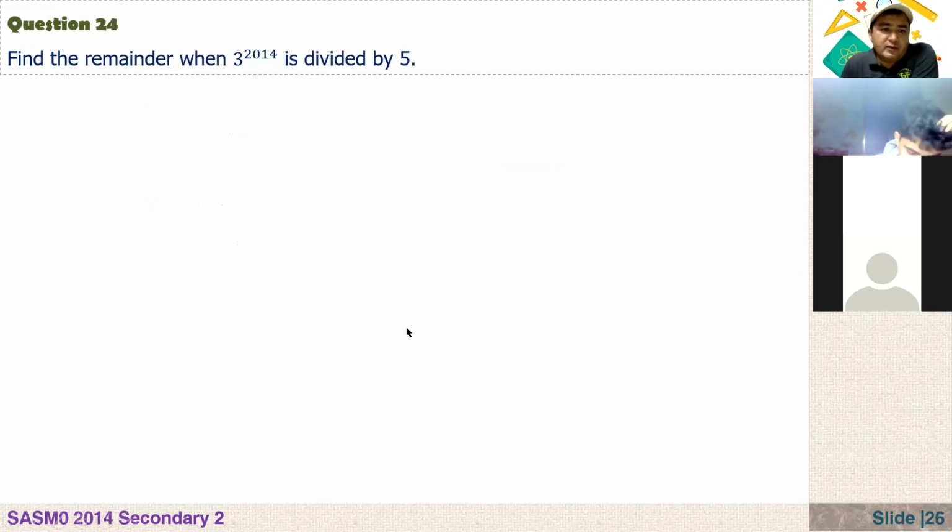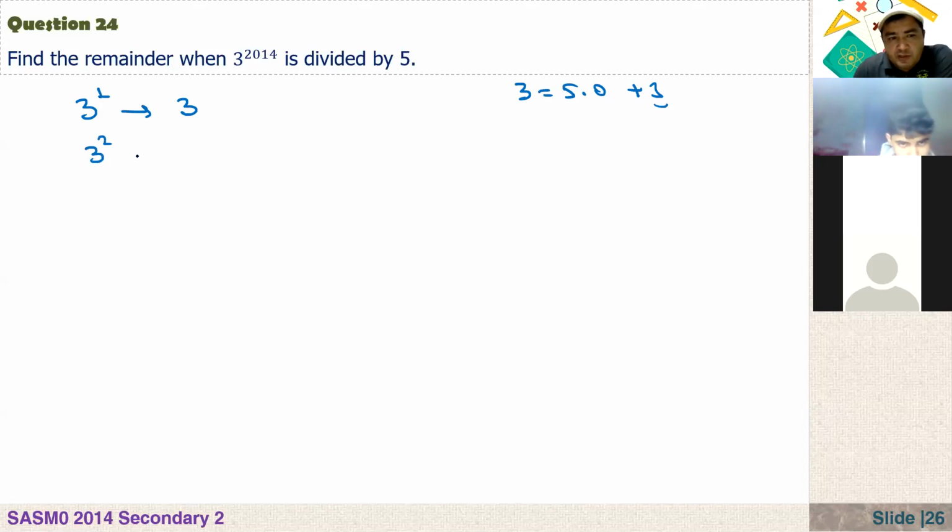how about another question? Last time we did a similar one. Find the remainder when 3 to the power of 2014 is divided by 5. We know that 3 to the power of 1 divided by 5 has remainder 3, because I can write 3 is equal to 5 times 0 plus 3. And how about 3 squared? The remainder is 4, because 3 squared is 9, and I can write it as 5 times 1 plus 4.